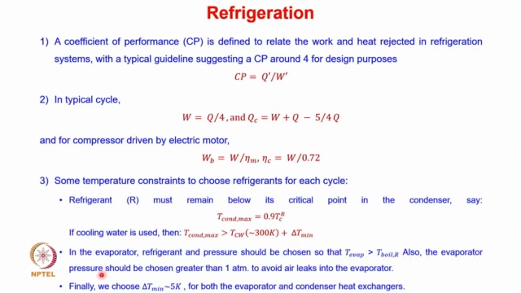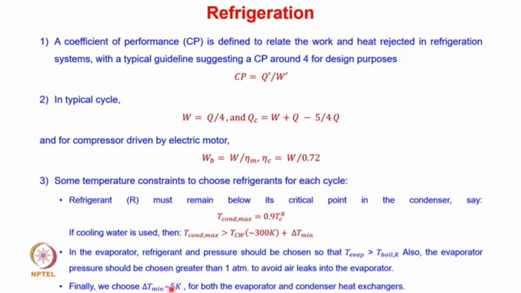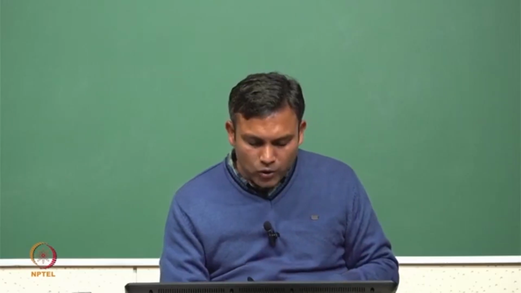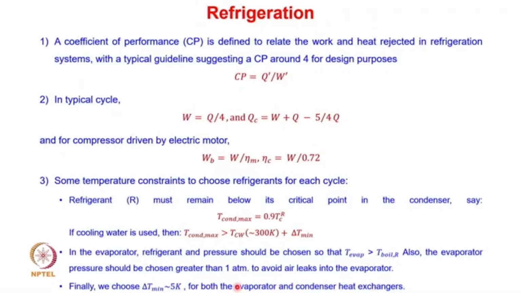Also the evaporator pressure should be chosen greater than 1 atmosphere, so that we are avoiding the leak to the evaporator. Okay, finally, we choose the temperature drop around 5K. So you can see that when we are going for heating, the temperature difference usually used in the heat transfer calculation is 10 degrees. Whereas when we are looking at refrigeration, the minimum temperature difference required is around 5 degrees or 5 Kelvin. Okay. So for both the evaporator and condenser, we require the delta T of 5 Kelvin.